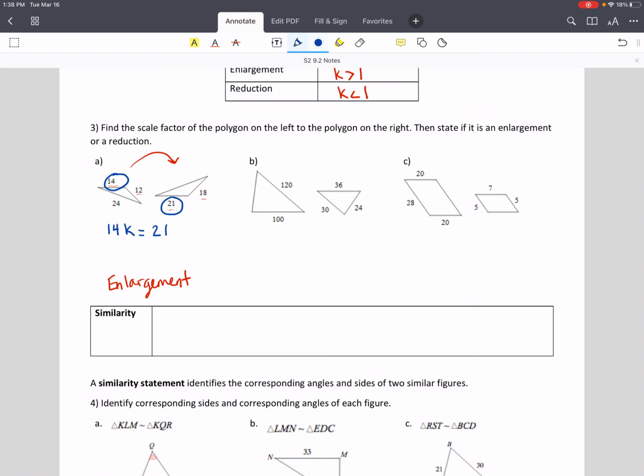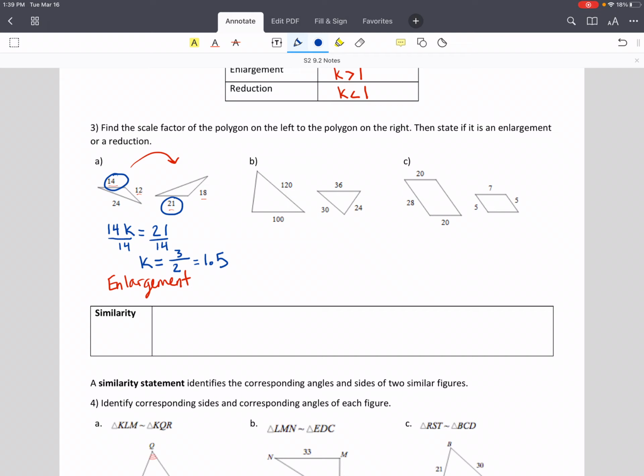I know those were matching up sides because I can just flip the one on the left upward, and then they're facing the same way. And so I know I just need to multiply 14 times the scale factor to get to 21. And so now I can just divide by 14, and that will give me the scale factor. And my scale factor here is, if I divide both 21 and 14 by 7, I get 3/2, which is equal to 1.5, which matches up with an enlargement because that scale factor is bigger than 1.